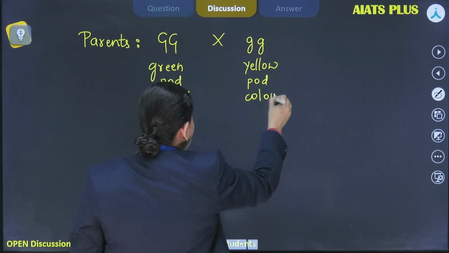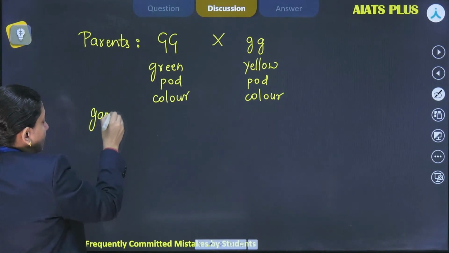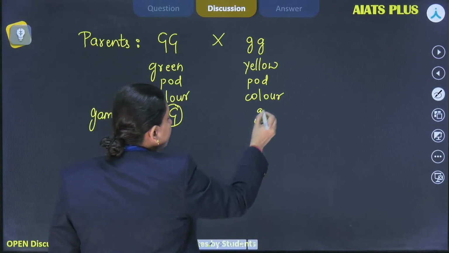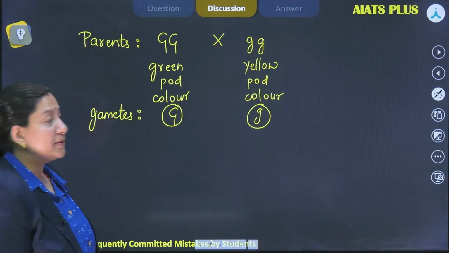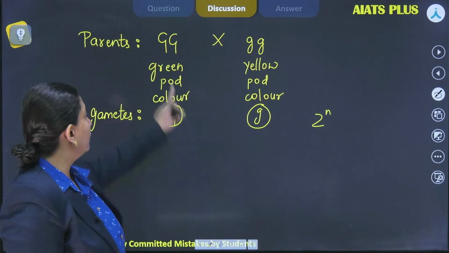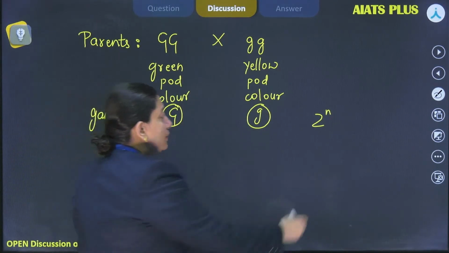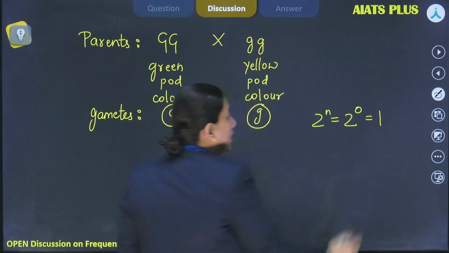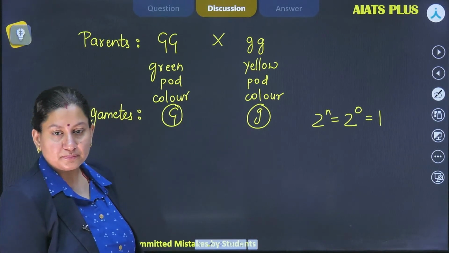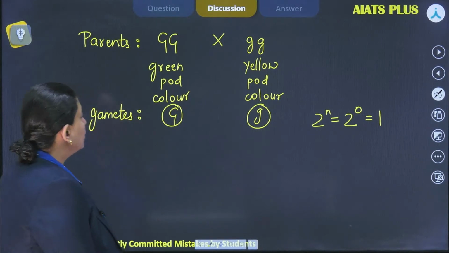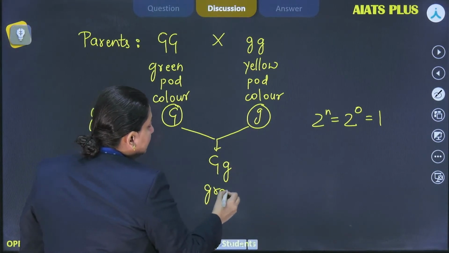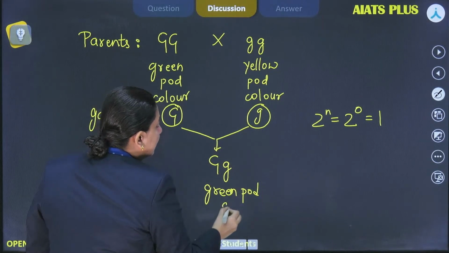Now if we are making gametes, a single type of gamete will be produced, capital G, and here a single type of gamete will be produced, small g. Why? Because when we talk about 2 to the power n, n means the number of heterozygous loci. Both of them are homozygous, so it will be 2 to the power 0. So one type of gamete will be produced, capital G for this plant and small g for this plant. Okay. Now when it is fertilized, it will be capital G and small g, which is again going to yield the green pod color.